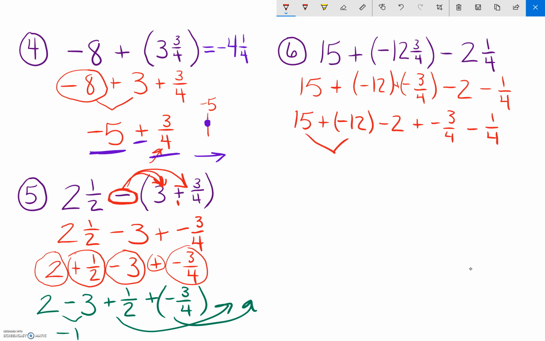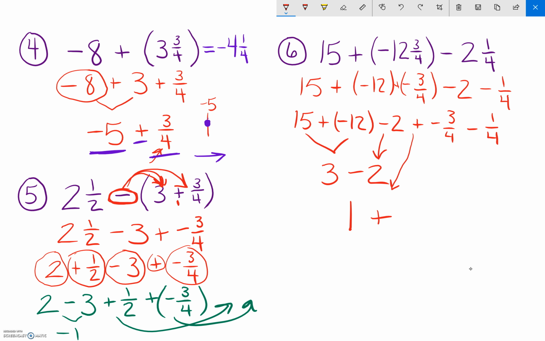Alright, going through the integers quickly. 15 plus negative 12 is 3. If we bring this down, minus 2, 3 minus 2 is 1. So now we're done with everything except the fractions, and we're going to bring this addition sign down so we don't forget it. Now we're just working here.